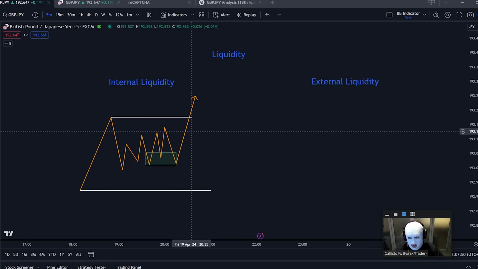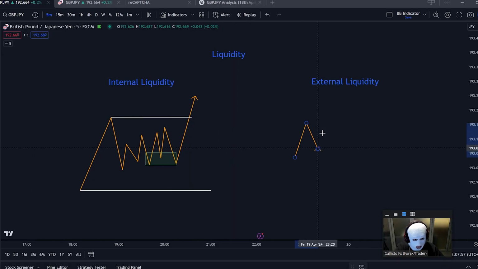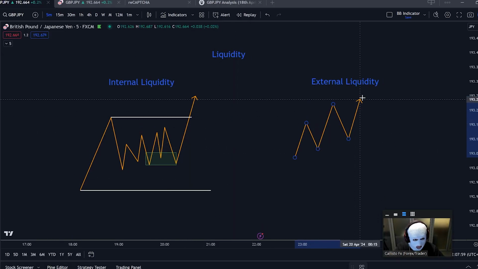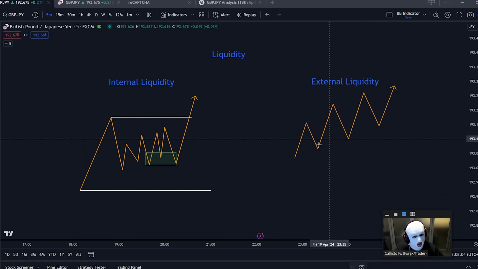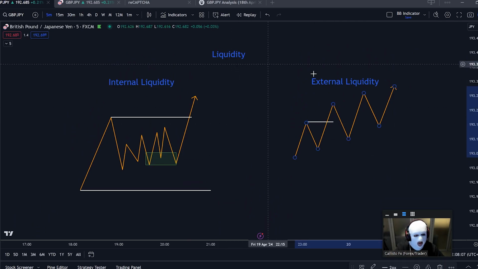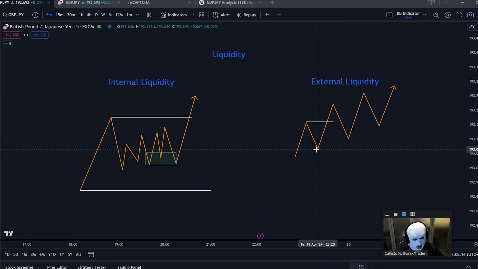What is external liquidity? You have your swing high, swing low, swing high, swing low. Each time a high gets taken out, you have your external liquidity being taken out. So your highs and your lows are your liquidity points. There is always liquidity at these areas. Why? Because there are people placing their stop losses at highs and at lows. Simple as that. Understand that?